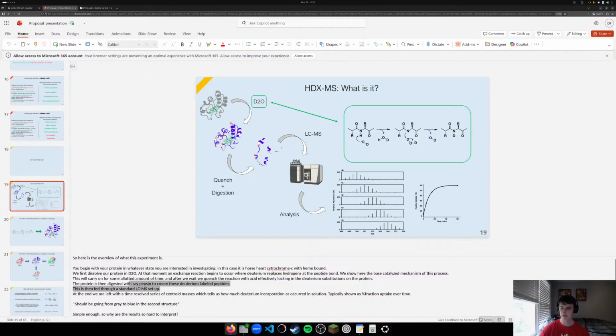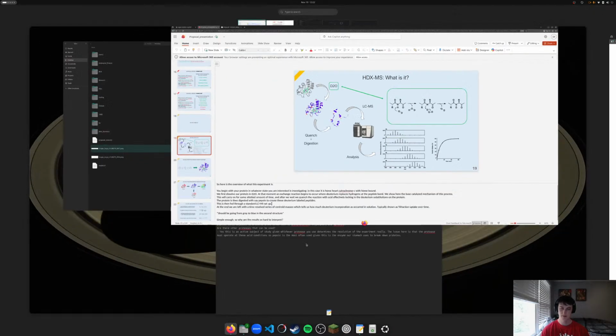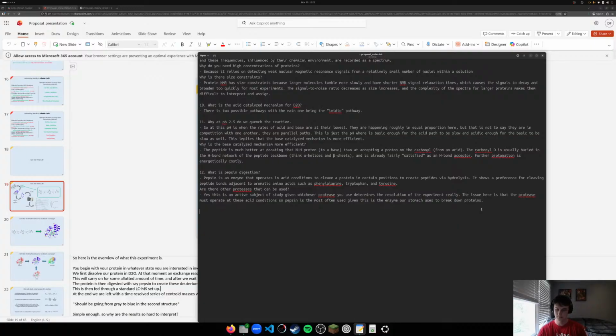Then it's fed through a standard LC-MS setup. So we probably need to add that. What is LC-MS?